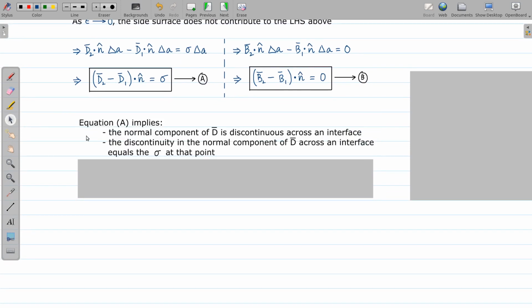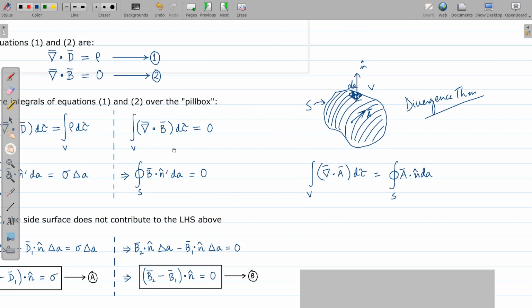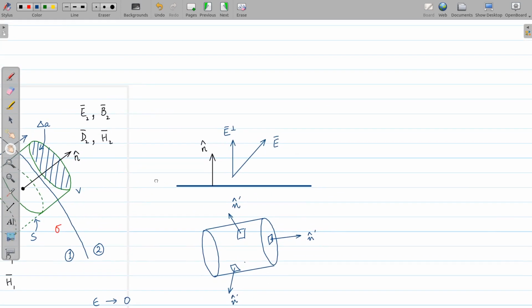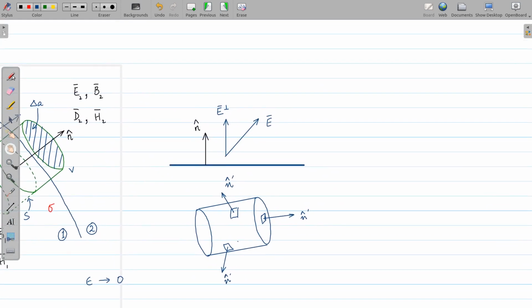So equation number A, what does it imply? It basically tells us about the normal component. How do you get the normal component? Let's say E is the electric field. What is the normal component of the electric field?